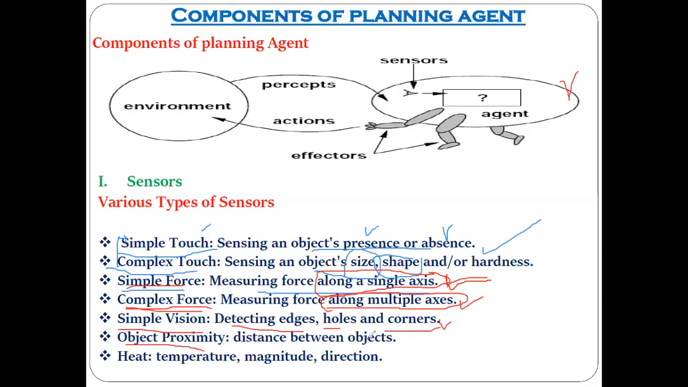Object proximity means it gives you the idea about distance between the objects. Now this kind of object proximity sensor is generally utilized in the driverless car. Yes, sir. For what purpose?